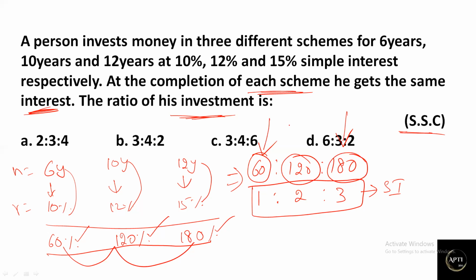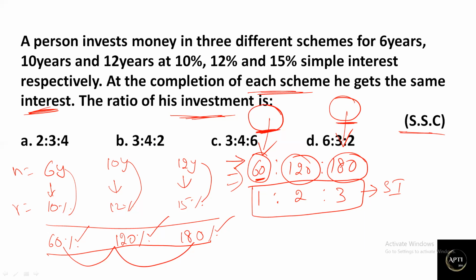Now if you observe, they have clearly given that interest is same. If I want to make all these values, whatever here 60, 120 and 180, equal, what I need to do? I need to have more investment in the first scheme, because here we have less interest value. If we have less interest, we need to invest more, correct? Now I need to invest more amount in the first scheme, and I need to invest less amount in the last scheme, because in the last scheme already interest is more. That's the reason I need to invest very less.